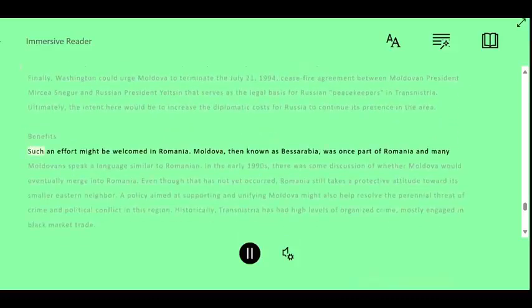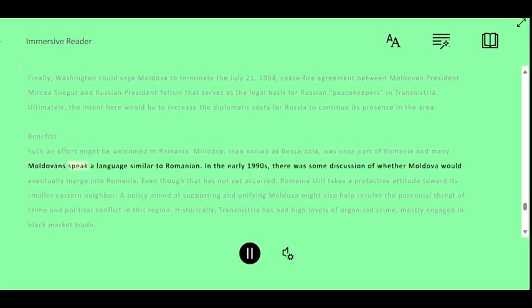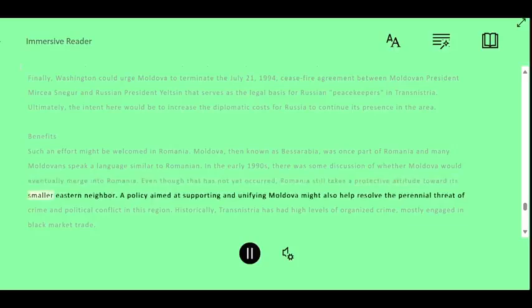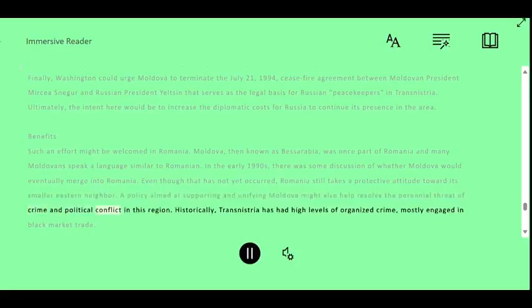Benefits. Such an effort might be welcomed in Romania. Moldova, then known as Bessarabia, was once part of Romania, and many Moldovans speak a language similar to Romanian. In the early 1990s, there was some discussion of whether Moldova would eventually merge into Romania. Even though that has not yet occurred, Romania still takes a protective attitude toward its smaller eastern neighbor. A policy aimed at supporting and unifying Moldova might also help resolve the perennial threat of crime and political conflict in this region. Historically, Transnistria has had high levels of organized crime, mostly engaged in black market trade.